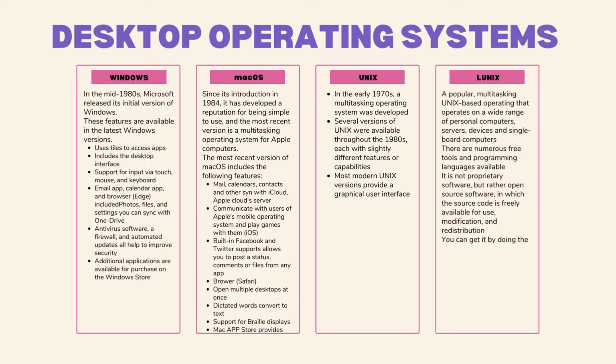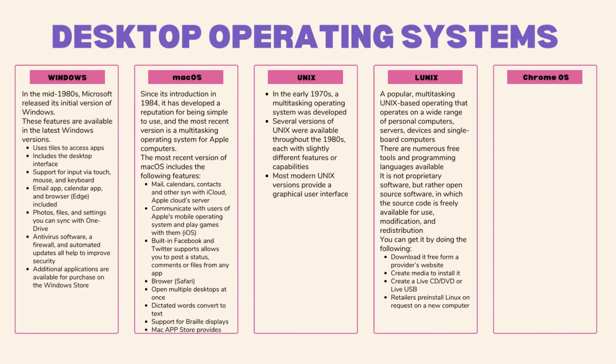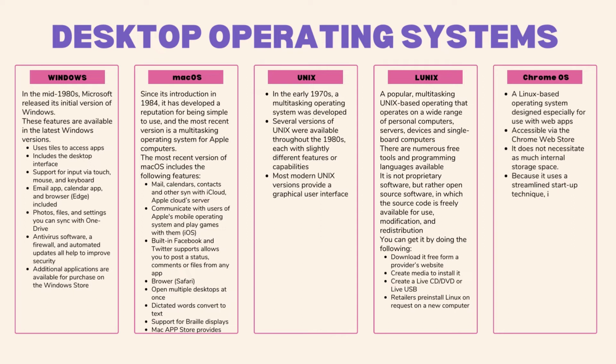You can get it by doing the following. Download it free from a provider's website. Create media to install it. Create a live CD, DVD, or live USB. Retailers pre-install Linux on request on a new computer. Chrome OS, a Linux-based operating system designed especially for use with web apps. Accessible via the Chrome Web Store. It does not necessitate as much internal storage space. Because it uses a streamlined startup technique, it takes much less time to start up and shut down.